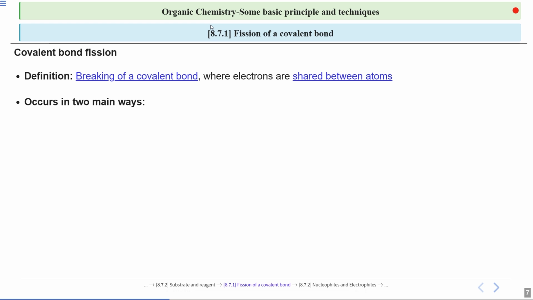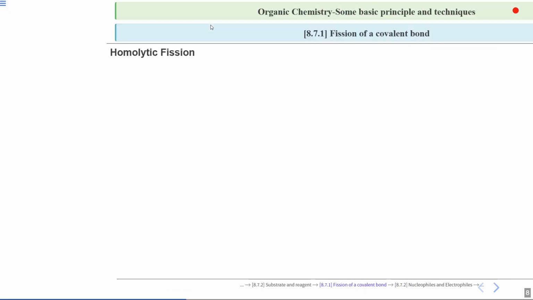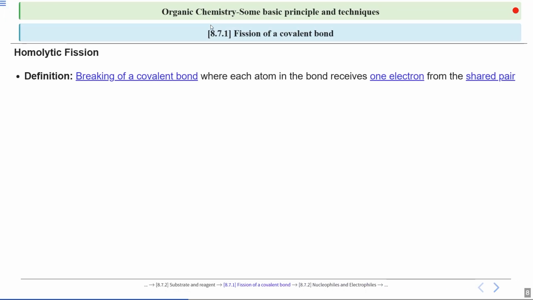Now this pattern can be of two ways. The first one is homolytic fission. You can simply remember homolytic fission as symmetrical fission, meaning the electrons are distributed symmetrically after the breaking of the bond. The second one is heterolytic fission, in which the electrons are distributed unsymmetrically, right? So one would get more electrons and the other would get fewer electrons. Now we will talk about each of them and see the results of these different fission types, starting with homolytic fission.